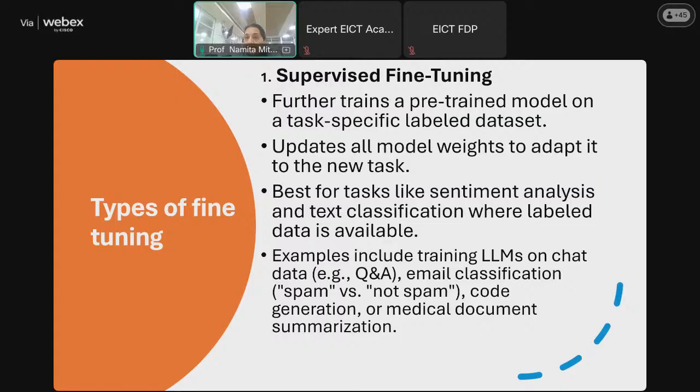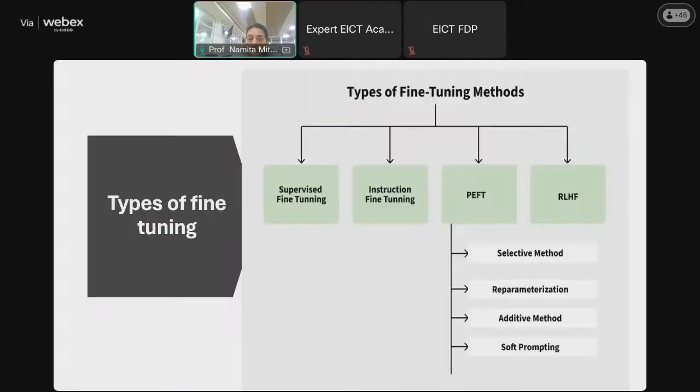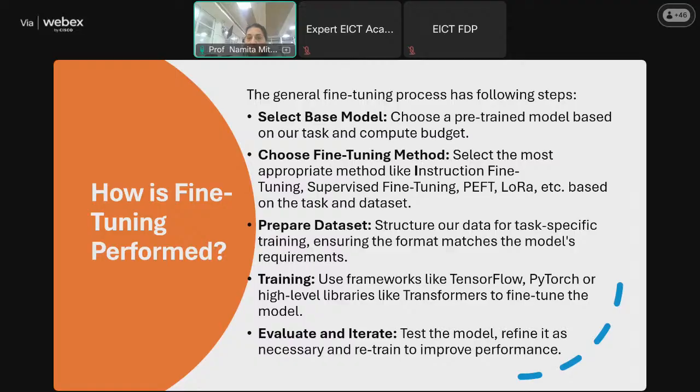It further trains a predefined model on a specific labeled dataset. As the name says, supervised tuning. It means we are taking classification type objectives. So we need to update all model weights to adapt it to the new task. The new task is, for example, classification or sentiment analysis, which is supervised. It is the base for tasks like sentiment analysis and text classification where labeled data is available. So that data, look at this second one. We have to choose the base model.